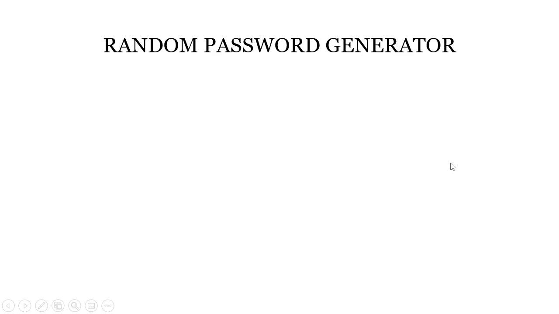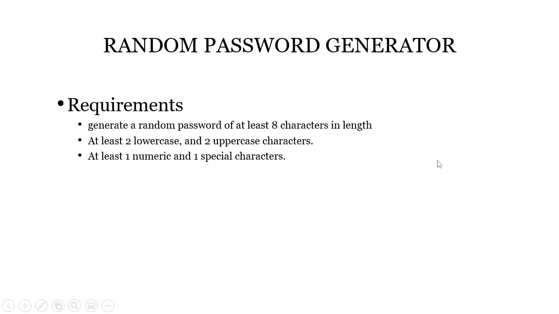When working on a project, it's always helpful to have a clear picture of the requirements and constraints before starting. So in this case, let's assume the requirements are as follows. Generate a random password of at least 8 characters in length, and our random password should have at least 2 lowercase and 2 uppercase characters, as well as at least 1 numerical character and a special character from a given list.